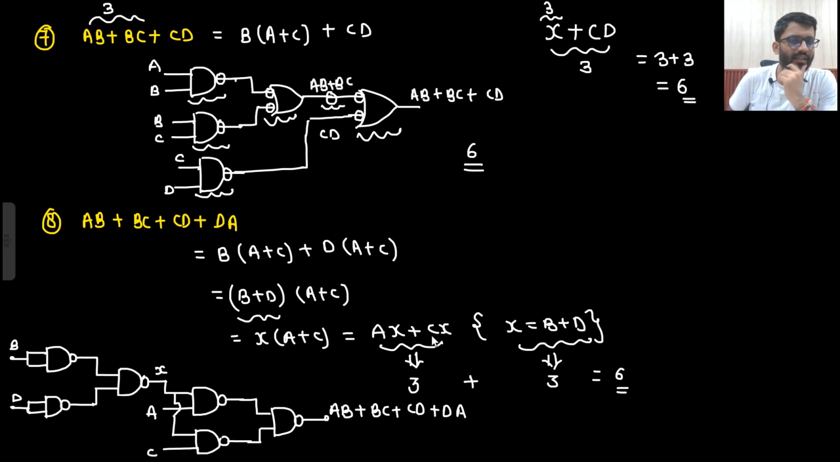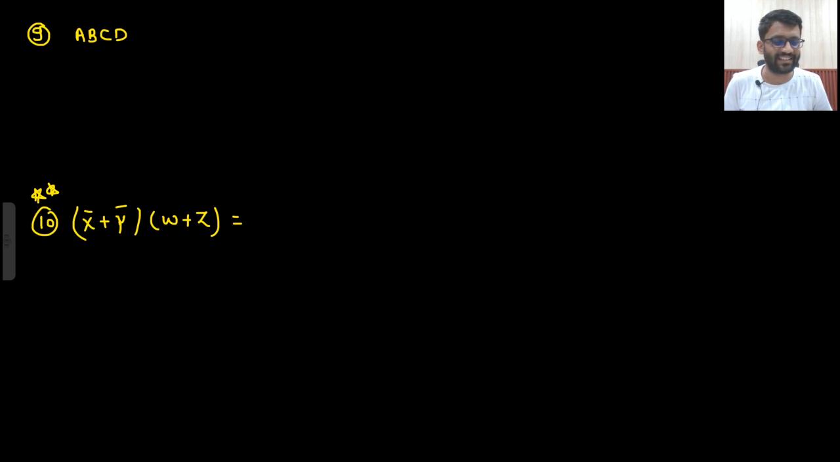That's it. So in this manner, I will be proceeding. More examples will come. Now examples will be tougher only. It will not go easy. ABCD, very easy. What is the form? This is product term only. This is a simple product term. There is no plus.